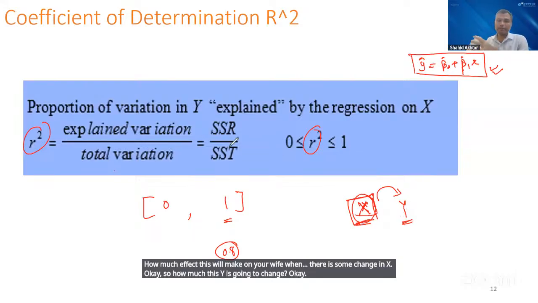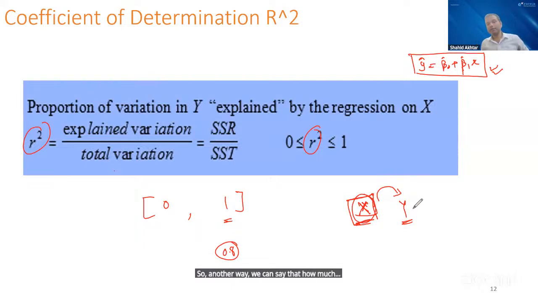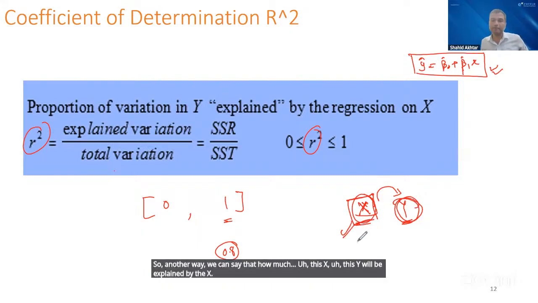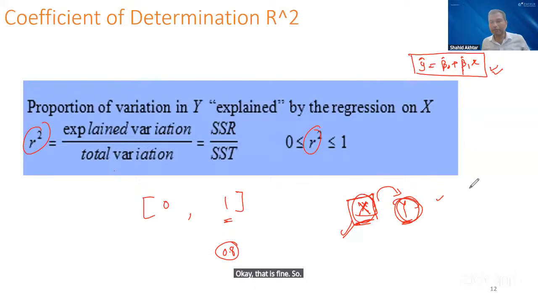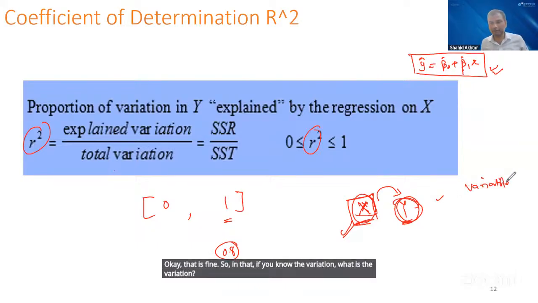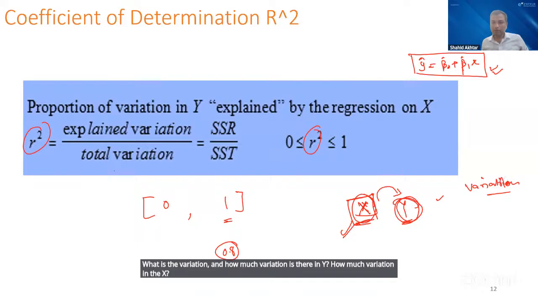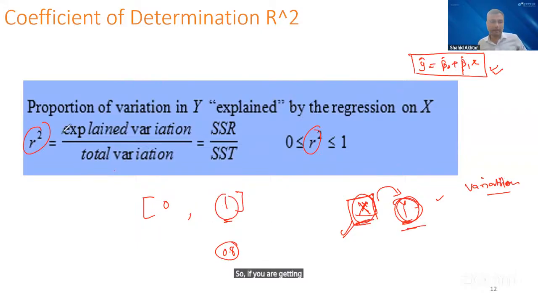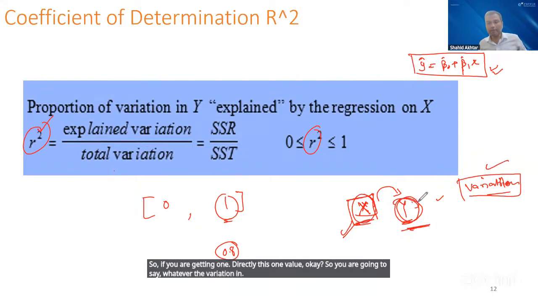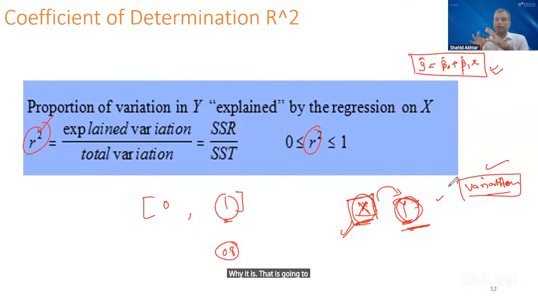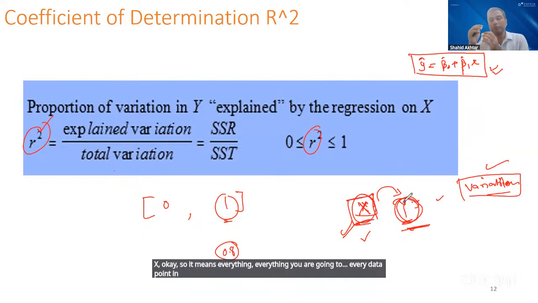In other words, we can say how much of Y is explained by X. If you know the variation in Y and the variation in X, and you get a value of one, then whatever the variation in Y is, you are going to explain it by X. Every data point in Y you are going to explain using X.